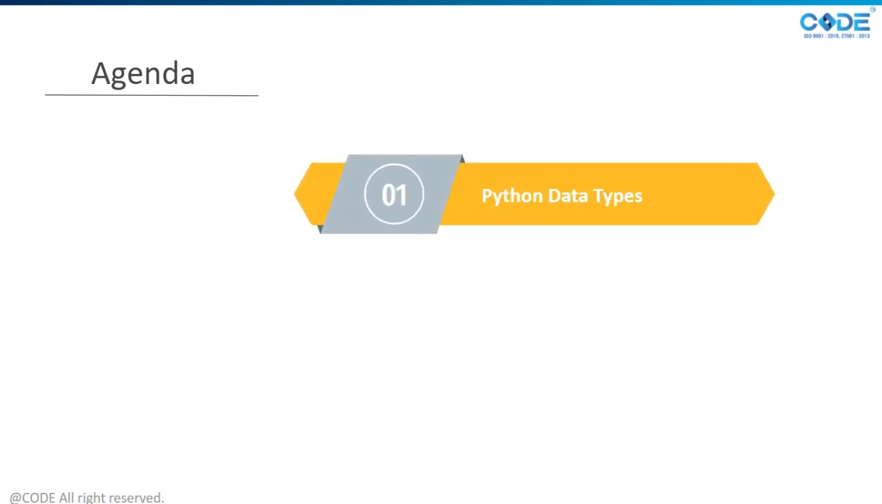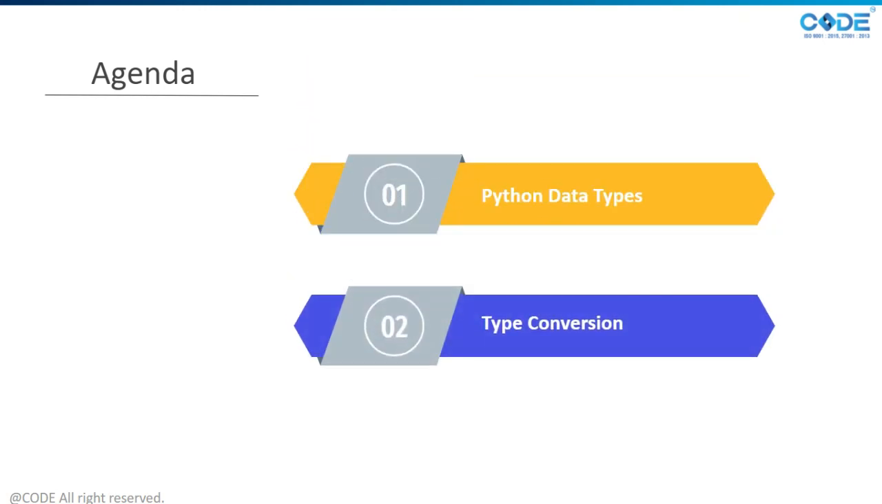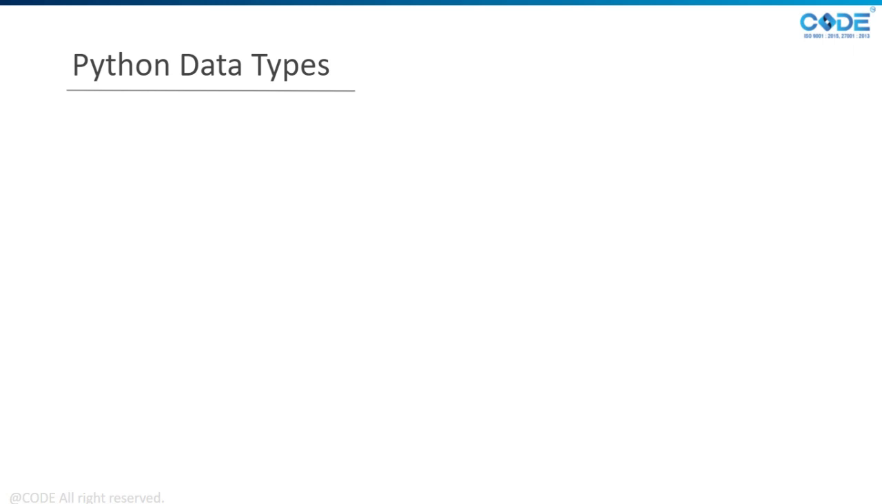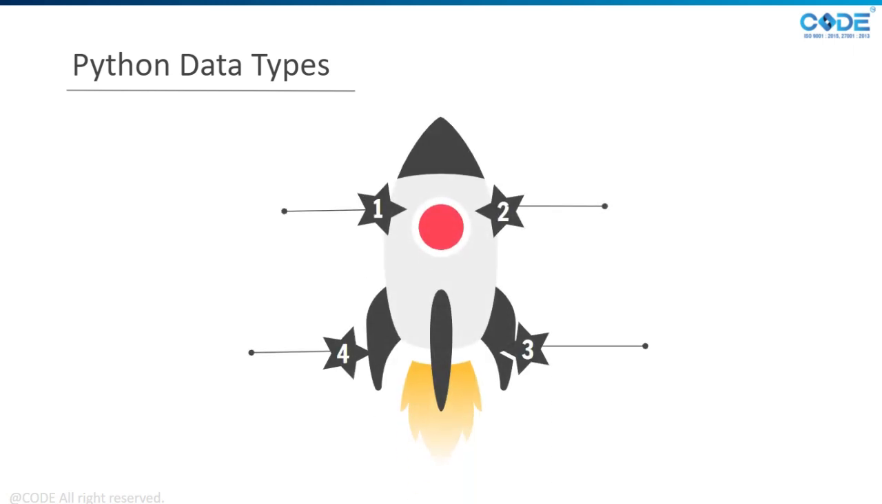So the agenda for today's class is first Python data types and second one is type conversion. Now let's start with Python data types. So first of all, what are data types? Data types represent the type of data stored in a variable. In Python, we need not define data types for a variable, but for concept purposes, we need to know how many data types are supported by Python.